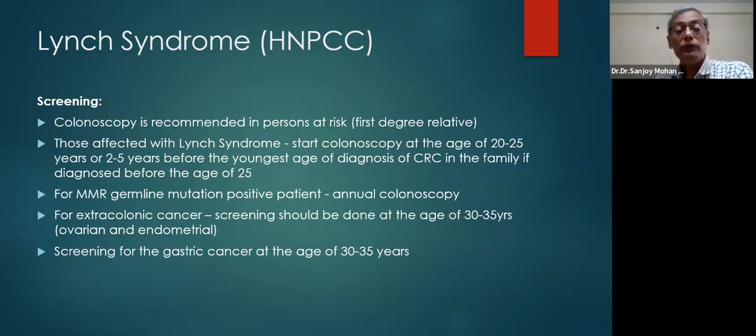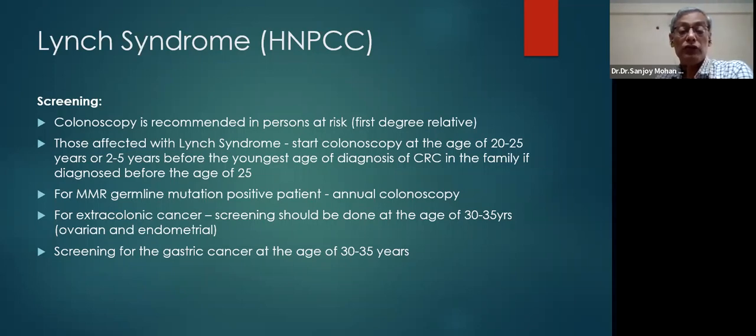Screening colonoscopy is recommended in persons at risk, that is first degree relatives. Those affected with Lynch syndrome start colonoscopy at the age of 20, followed by a 2 to 5 year interval, or before the youngest age of CRC in the family, if diagnosed before the age of 25. So is there any history in the family of cancer developed before the age of 25? Then we shall have to check with colonoscopy at least 5 years before, or 2 to 3 years before.